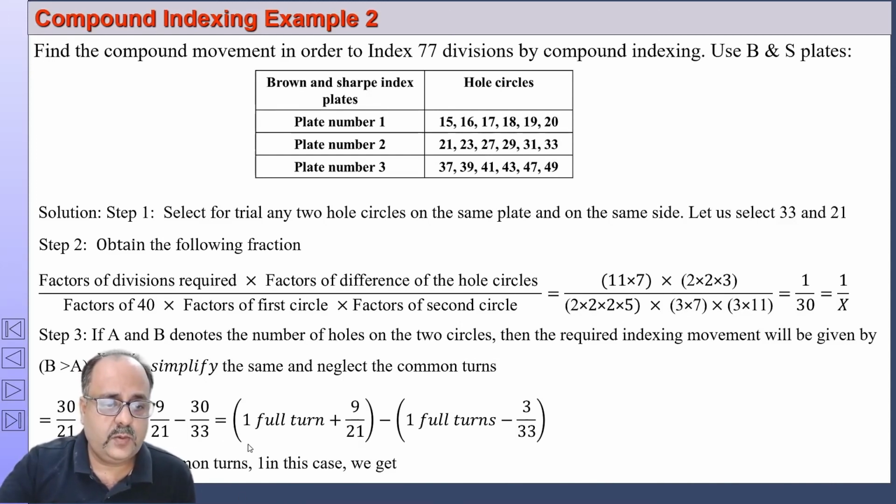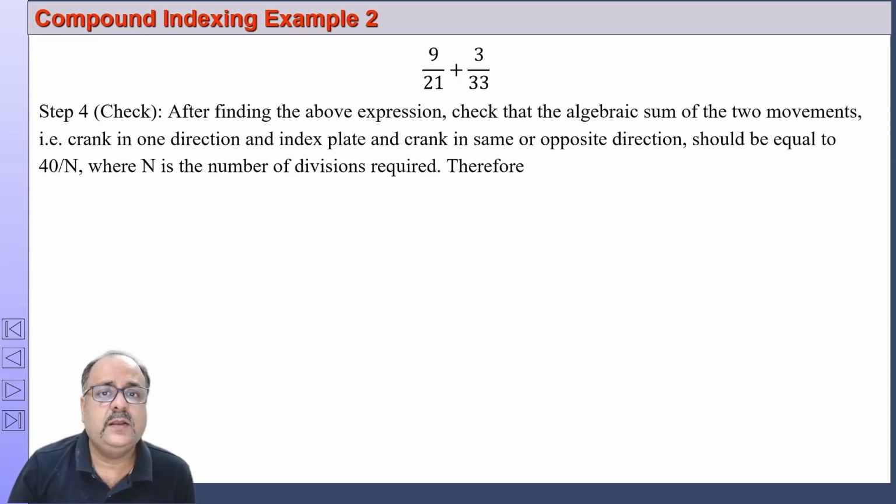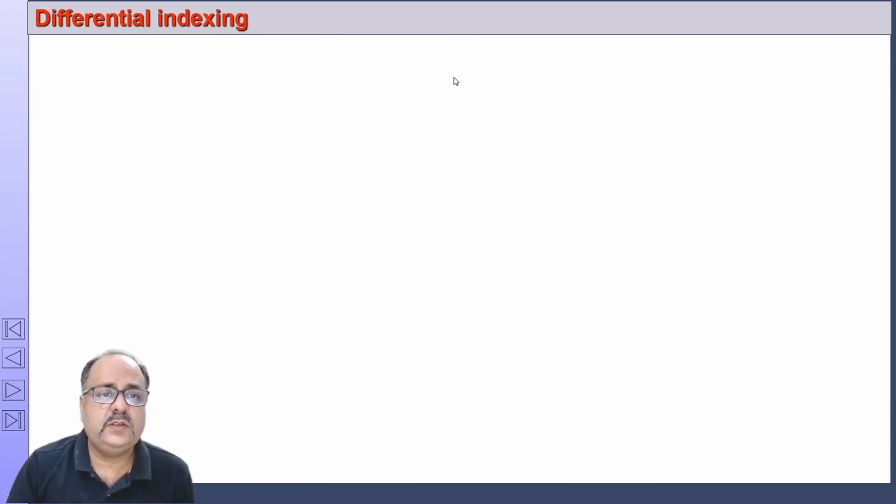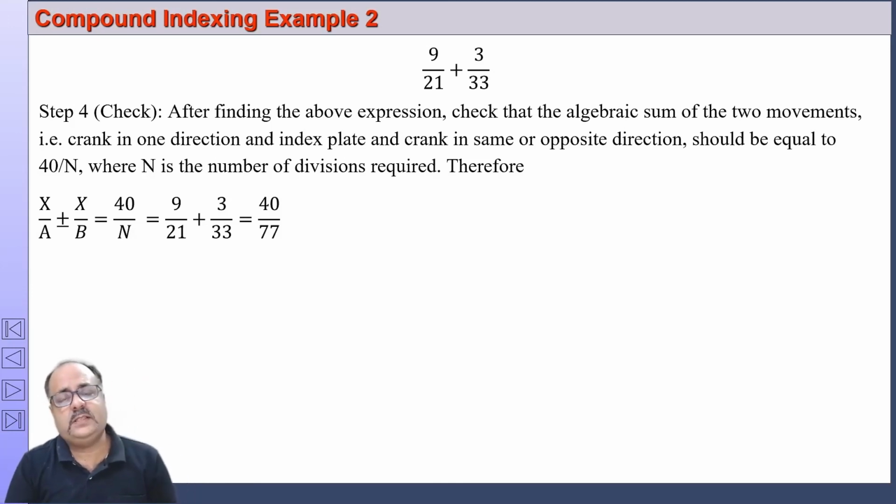So we are subtracting the common terms. 30 by 33, I am repeating again, 30 by 33, in bracket I can write 1 minus 3 by 33, which is the same as 1 full turn minus 3 by 33. So 1 full turn will get cancelled. So 9 by 21 plus 3 by 33, that means the plate and the index crank should move in the same direction. That's why there is a plus sign here. If you add it, you should get 40 by 77.